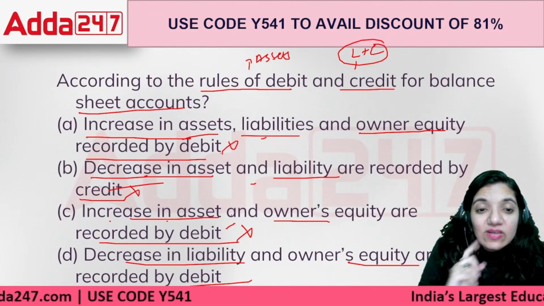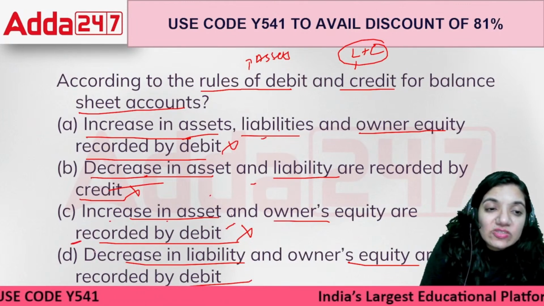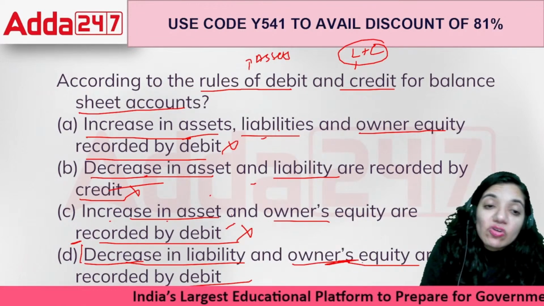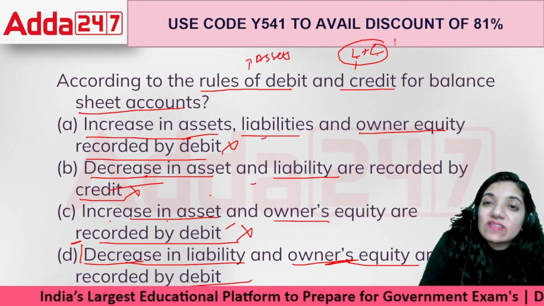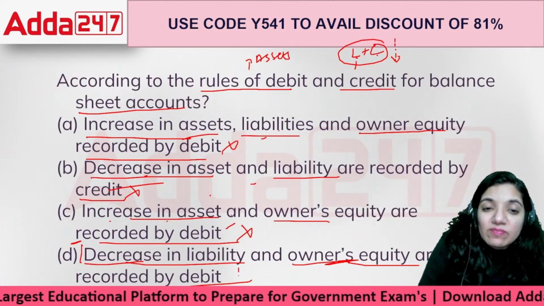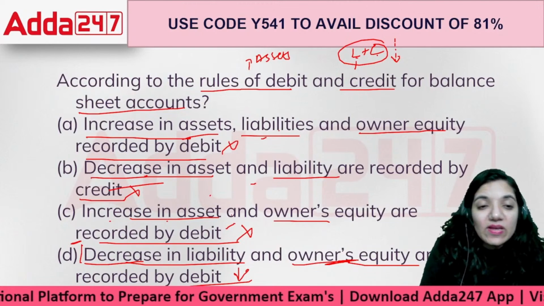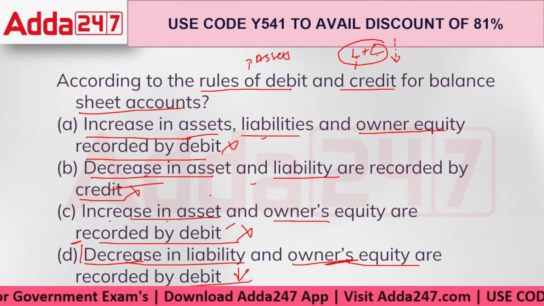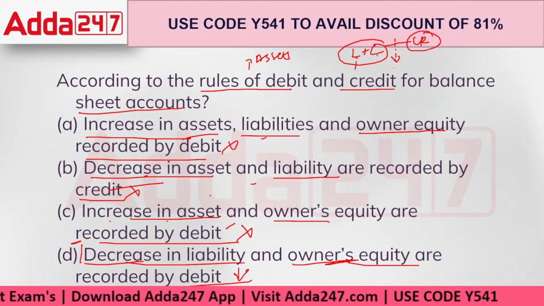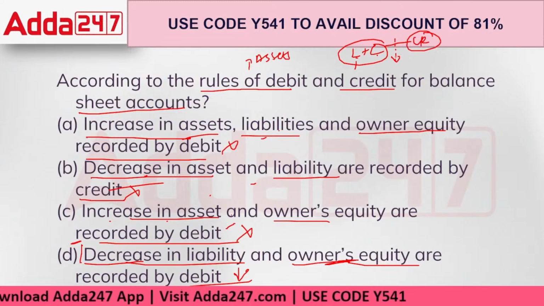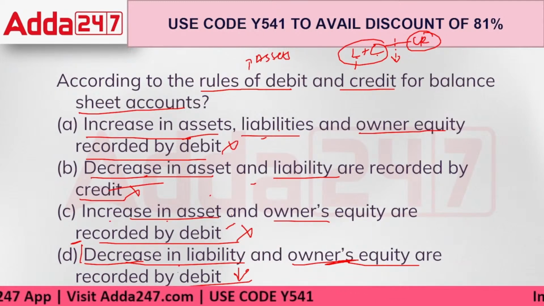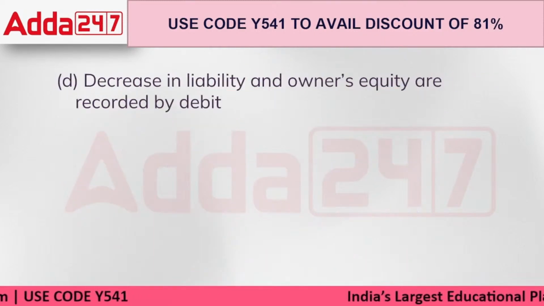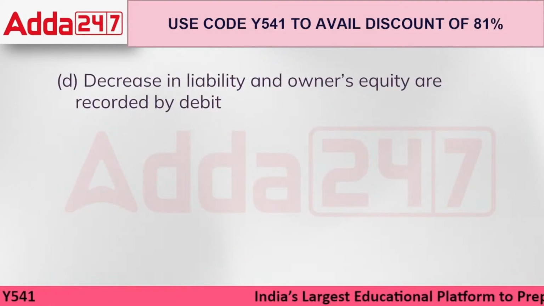If the liability decreases, this one makes sense, because if the liability is decreasing and owner's equity is also decreasing, both are falling, and that goes towards the debit side. So the correct answer would be D. Whenever the credit side is falling, it goes towards the debit side. It would be decrease in liability and owner's equity are recorded by the debits.